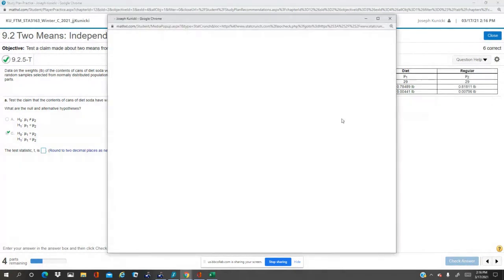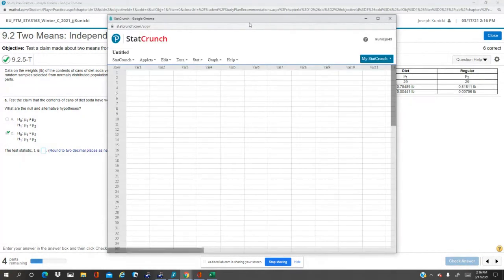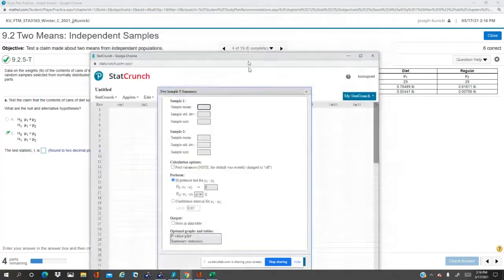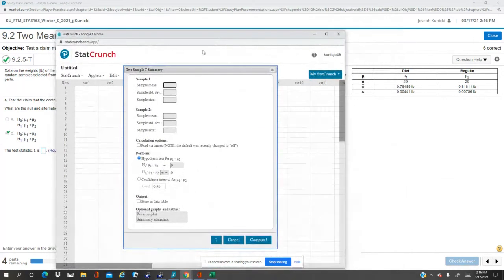So for the t statistic, I have summary data, so I go to StatCrunch. I go to Stat, t-test, 2 samples with summary. I just got to enter all this in. So for number 1, the sample mean is, and I'm not going to round anything off, 0.78489. Standard deviation 0.00441. And sample size is 29.